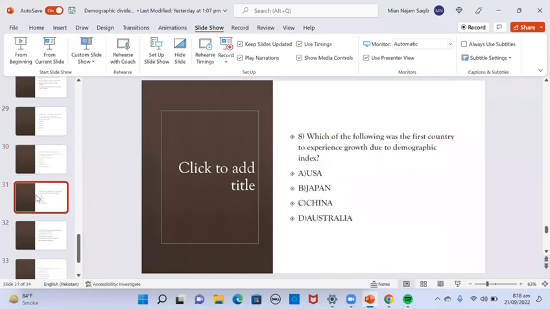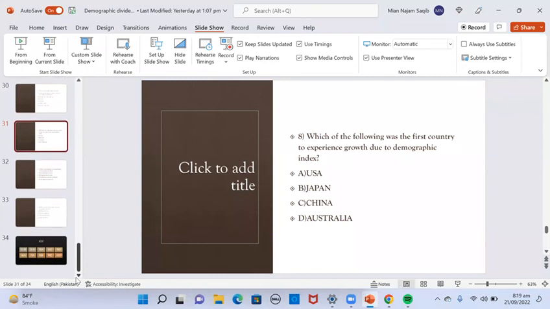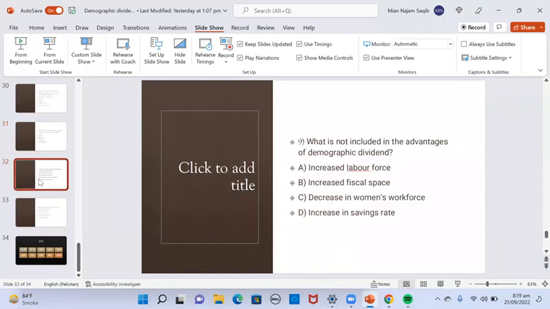Question 8: which of the following was the first country to experience growth due to a demographic dividend? USA, Japan, China, or Australia? It's 8B, Japan.